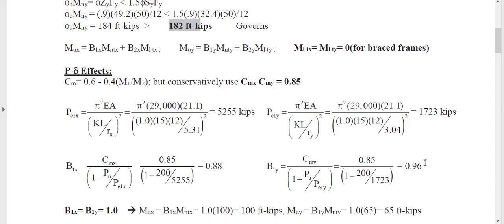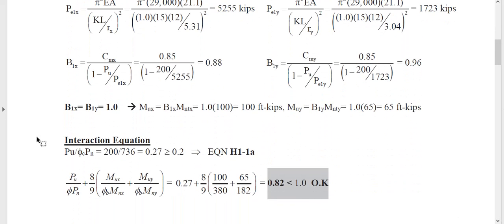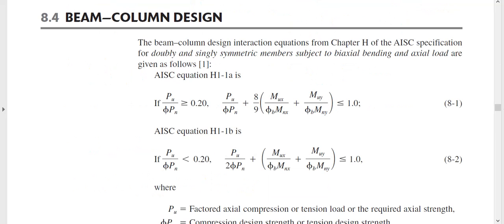So now we know all the parameters. Now which equation to use? It depends on the ratio of Pu over Pn, and Pu given 200, Pn calculated 736, we got 0.27, that means more than or equal to 0.2. That means our first equation. So they inserted all the values, and this is the moment capacity about the x-axis, moment capacity about the y-axis, and they found 0.82, which is less than 1. If you go to the book, less than 1 or equal to 1 means this column is good. So this column is good.